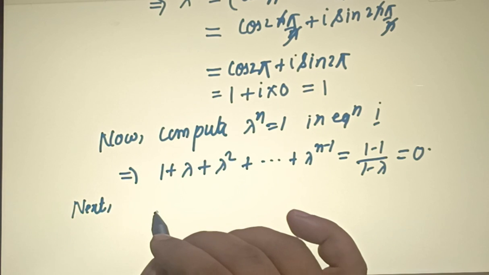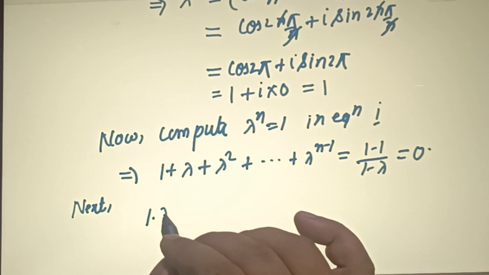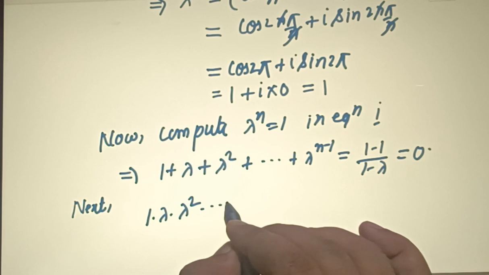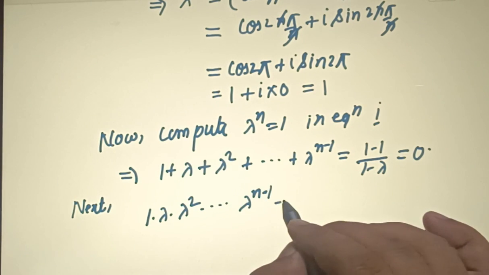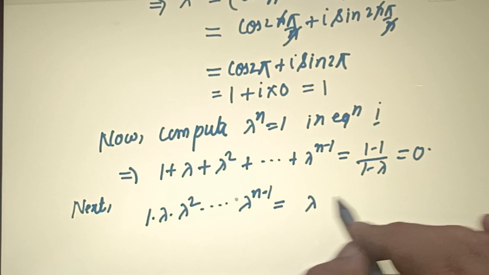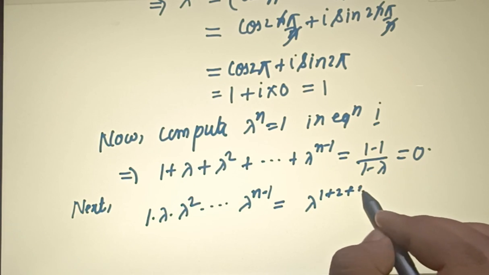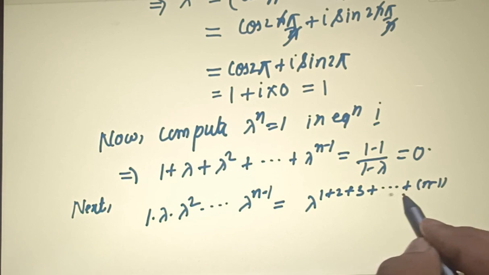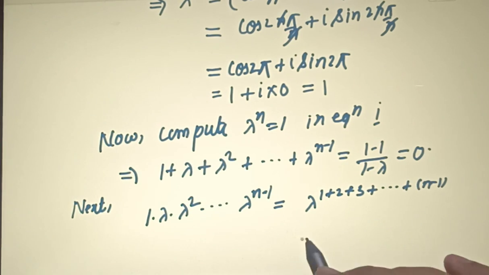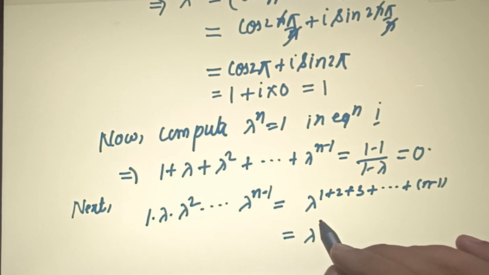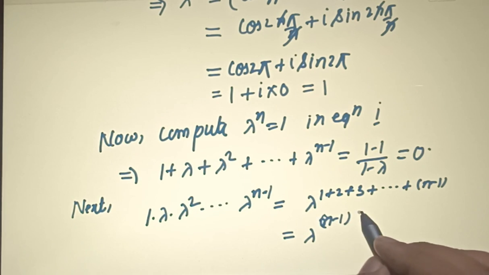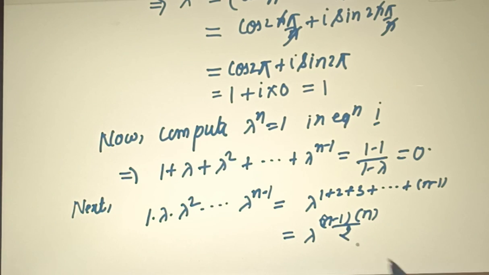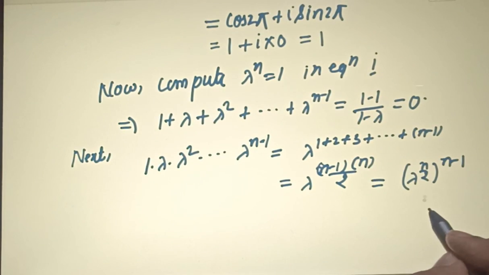The product of the roots means 1 times lambda times lambda square dot lambda to the power n minus 1 is the product of the roots. So you can write it as lambda to the power 1 plus 2 plus 3 plus dot plus n minus 1, and it is the sum of the first n minus 1 natural numbers. So you can write here lambda to the power n into n minus 1 by 2, and you can write it as lambda to the power n by 2 to the whole power n minus 1. So it is your expression number second.